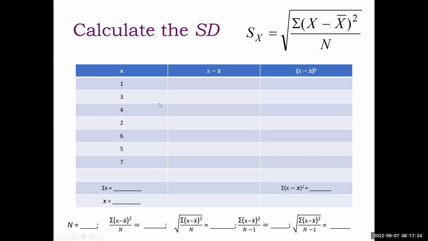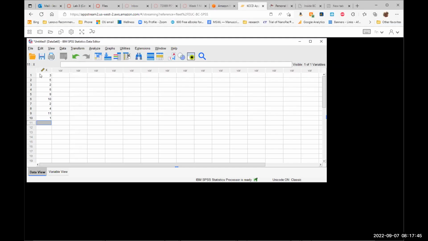Okay, so we're going to replicate this on SPSS. Here we have the X column. We're going to calculate the deviation, which is X minus the mean of X. And then we're going to calculate the squared deviations. And this right here will be the sum of squares, the sum of the squared deviations, right? Okay, so to calculate the deviations, we need to get the mean of X.